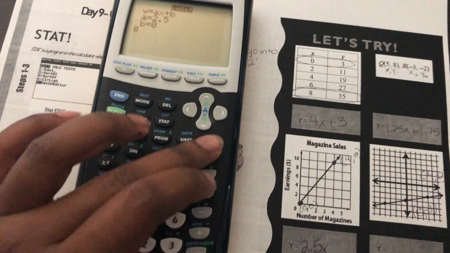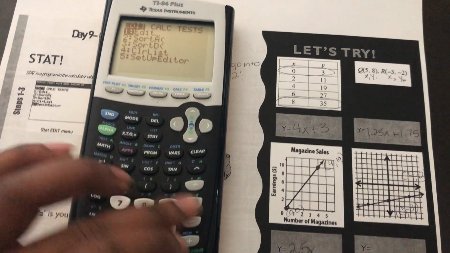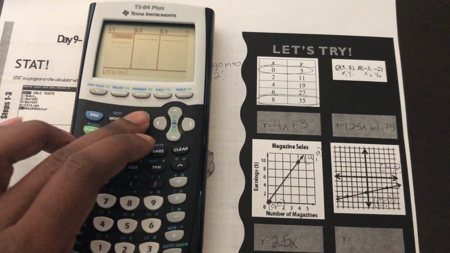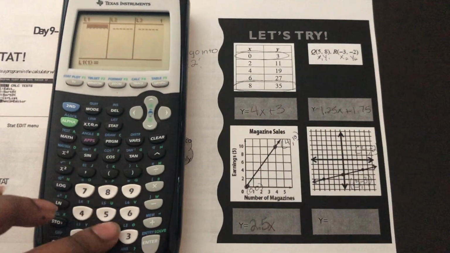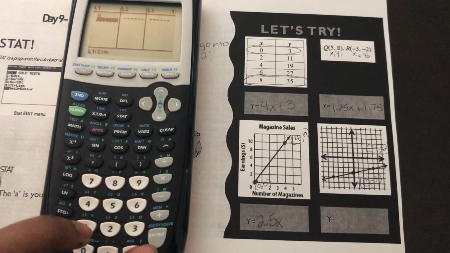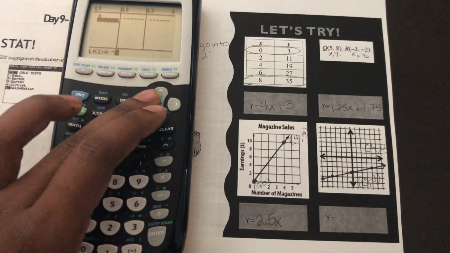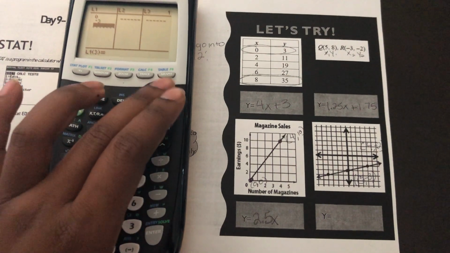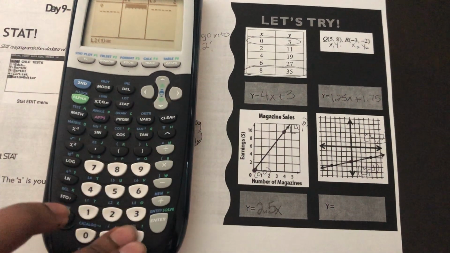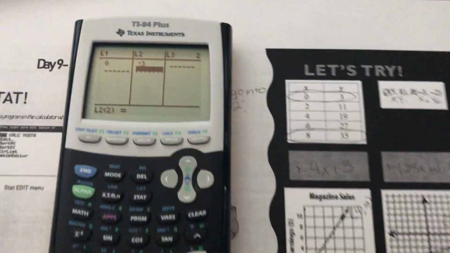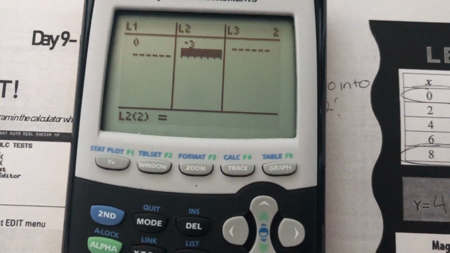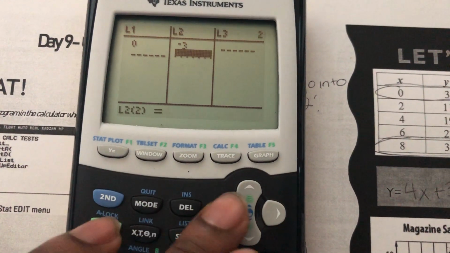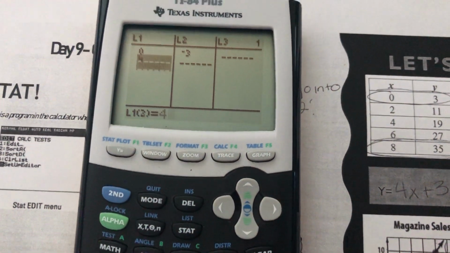So clear, stat, edit, delete, delete. And then our first coordinate we said was 0, -3. There we go. And then our second coordinate we said was 4, -2. So 4 and -2.